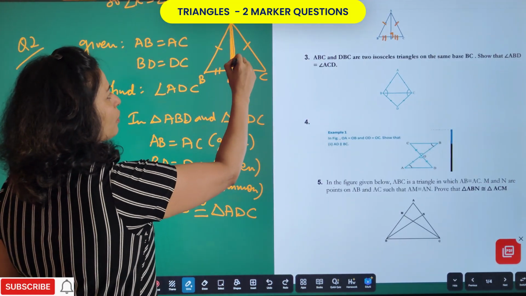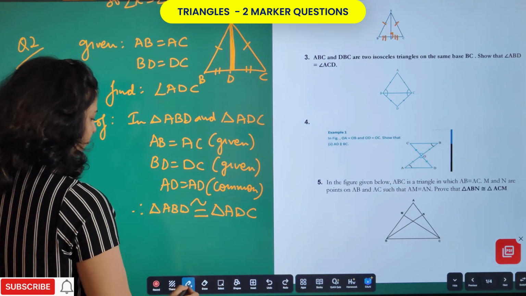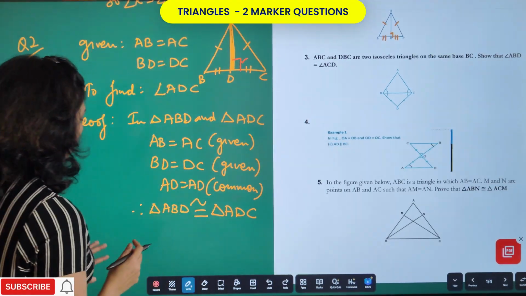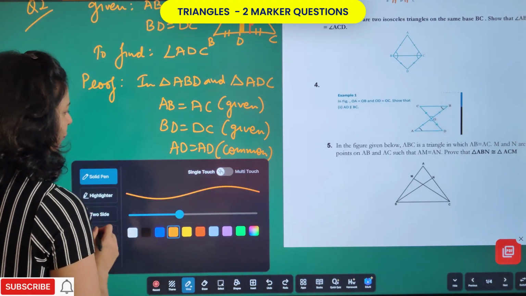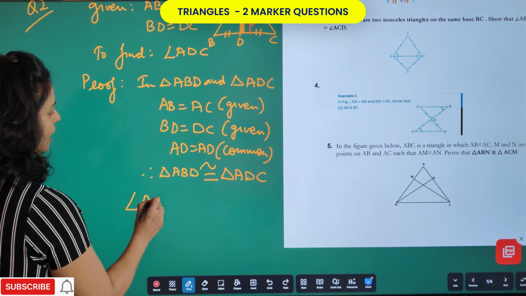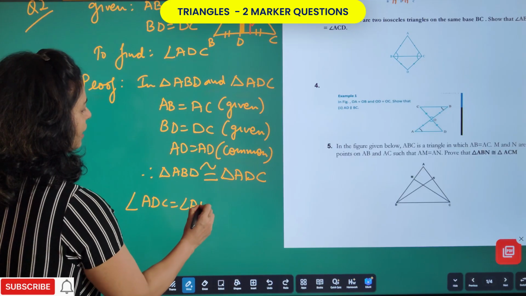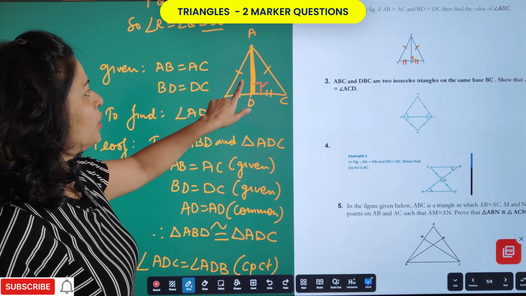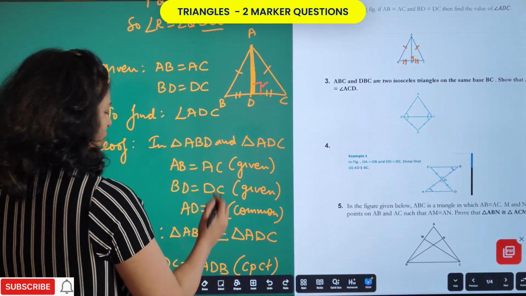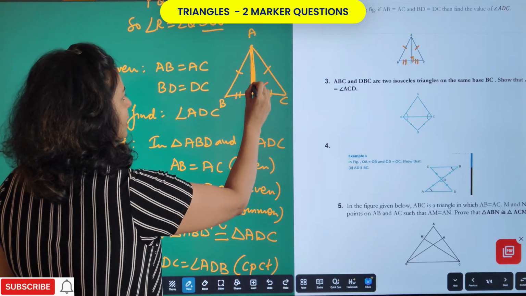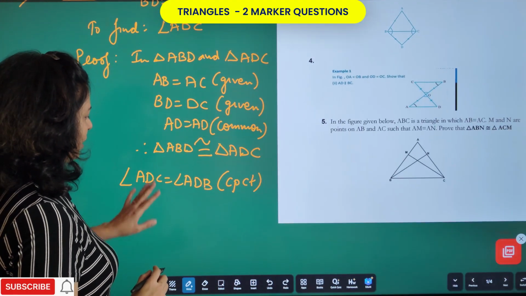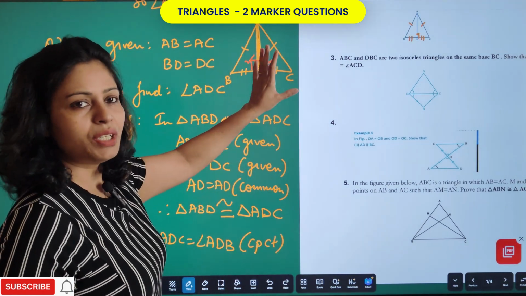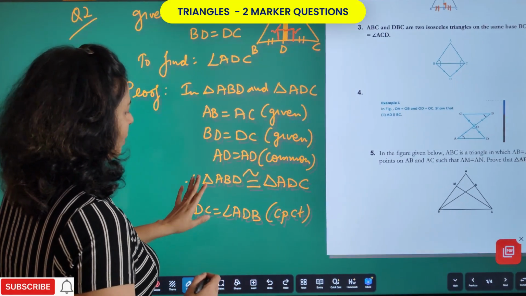Now what we have to show here is this angle. So we have to find this angle, that is angle ADC. So we can write angle ADC is equal to angle ADB. Why is it equal? By CPCT. Why? Because we have proved the congruency between the two triangles. So the corresponding angles, that is angle ADC and angle ADB, will be equal because they are corresponding angles of the congruent triangles. So we can say they are equal by CPCT.